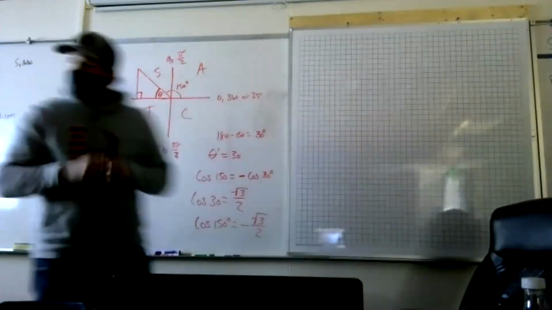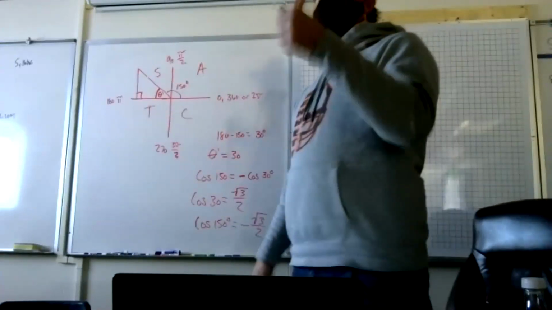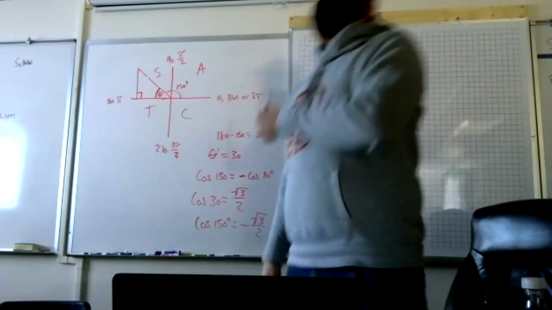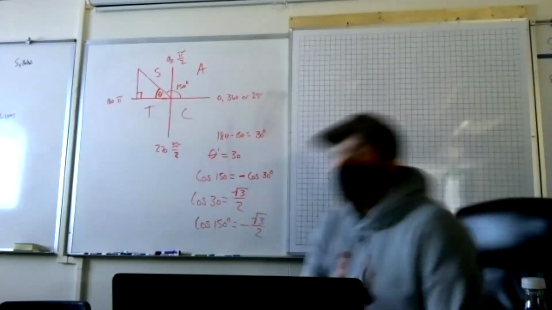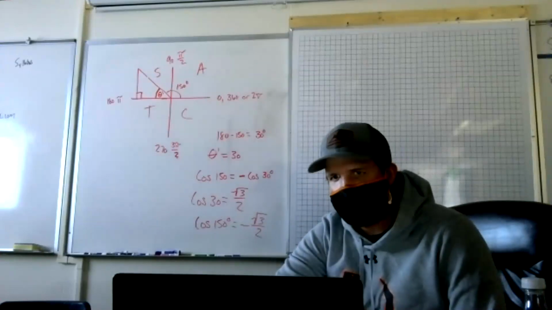Okay, when they're talking about exact values, chances are they're talking about your special right triangles. 30, 60, 90, 45, 45, 90. At the very beginning, when we first started this, I showed you a chart, said it's going to be in your best interest to try to memorize that. It still is kind of in your best interest to memorize that.